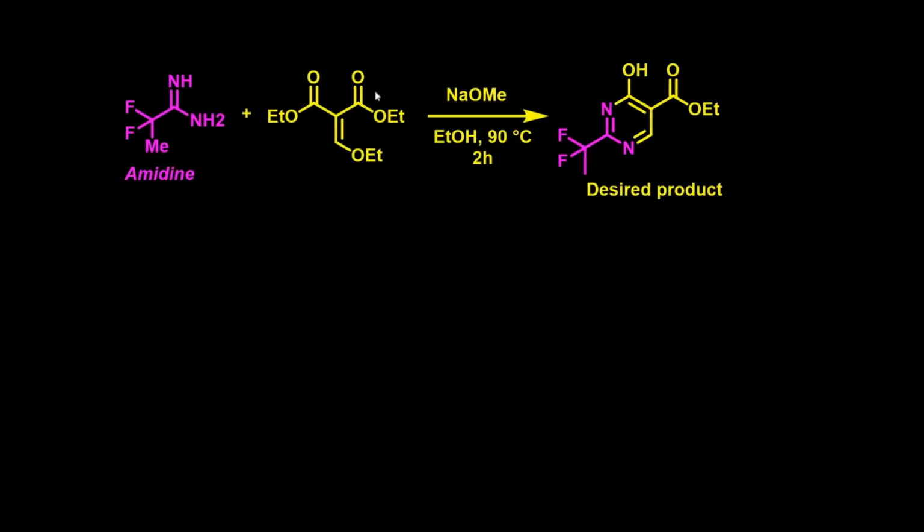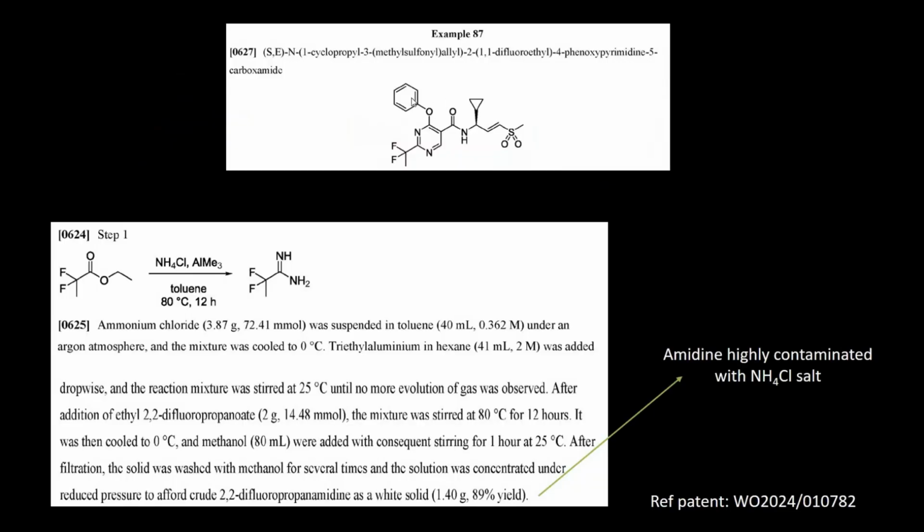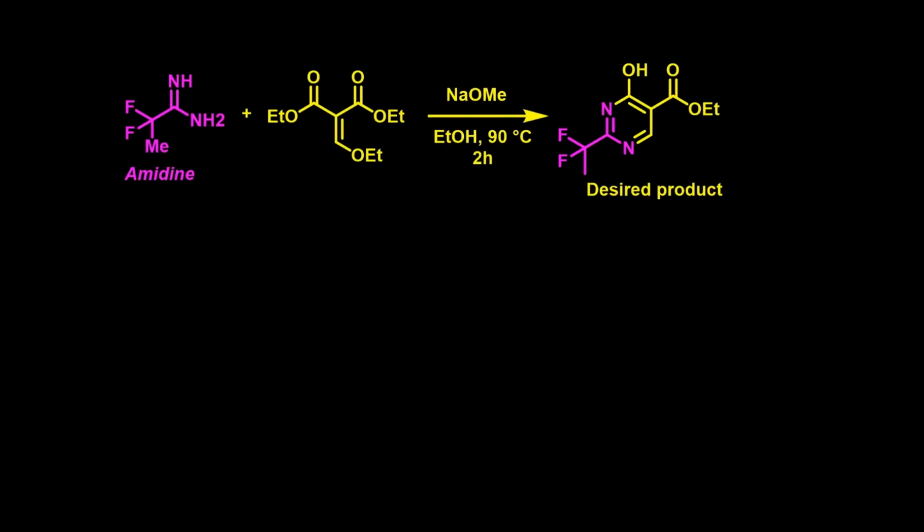So the next step is the reaction of amidine with these diethyl malonate derivatives, which leads to the formation of pyrimidine derivatives. And once you have this ring, the remaining steps are easy, because if you look at this molecule, you have to put a phenol here, and then you just put the amine by amide coupling reactions. So that's why, according to me, understanding the synthesis of amidine is very crucial.